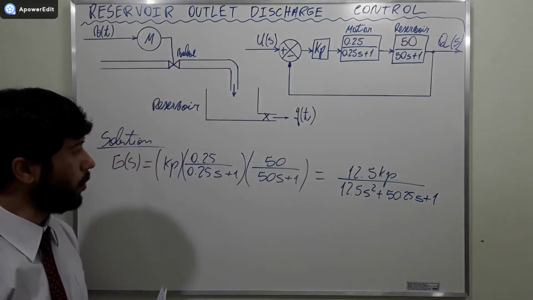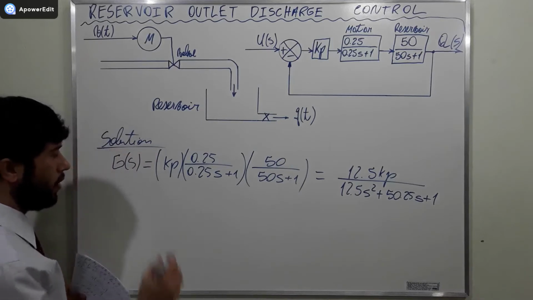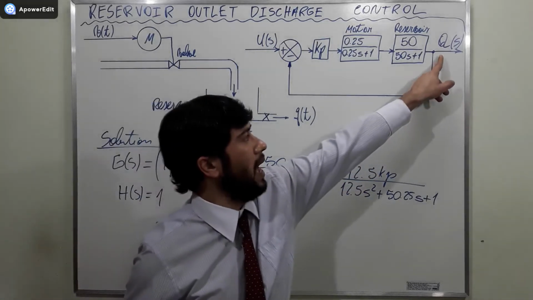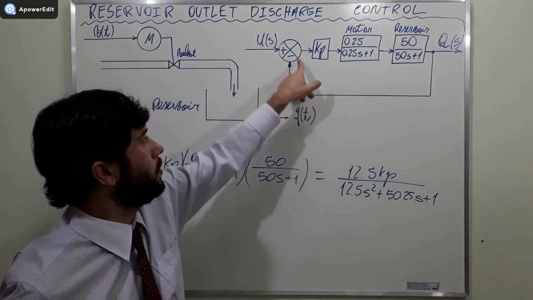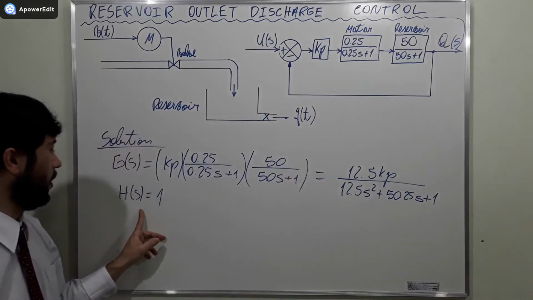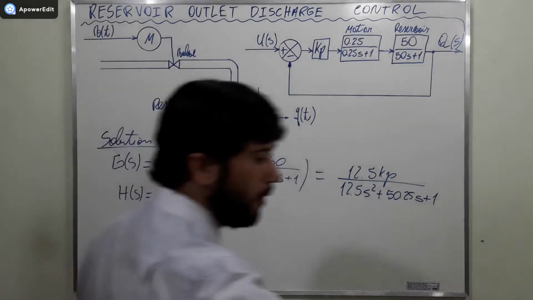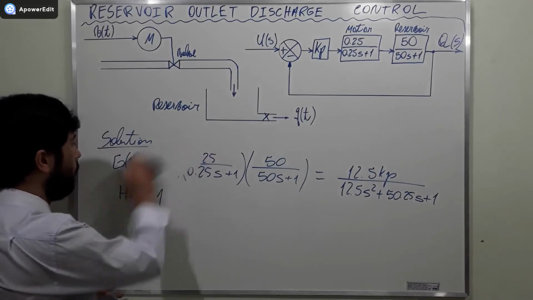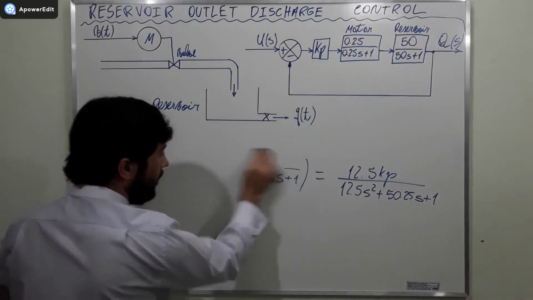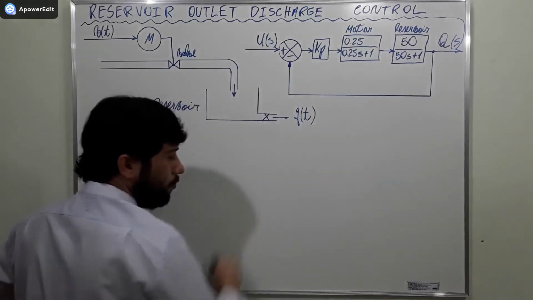So, we know that G of S is this, and then we're going to call H of S equal to 1, because here the output is being directly input here in the feedback loop. Then we're going to call H of S, the transfer function of the feedback element, equal to 1. Alright, then, let me erase this, and then I'm gonna draw to you the new block diagram that we are going to use to find what the problem wants us to find.